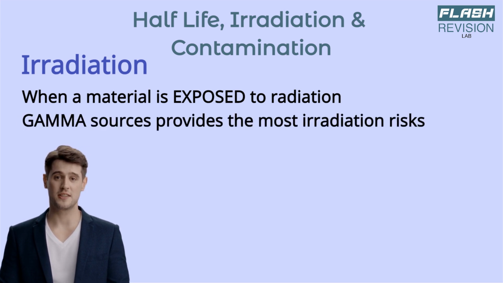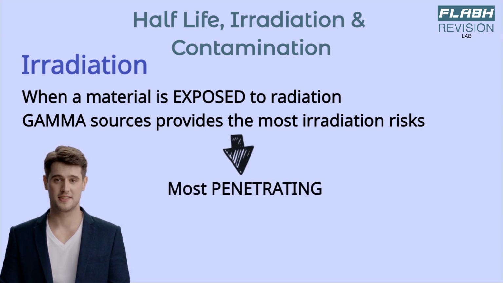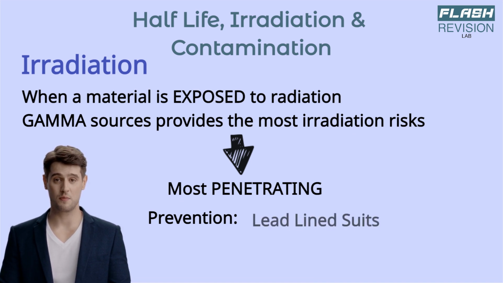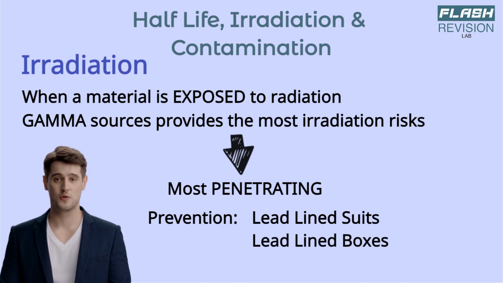Gamma rays provide the most irradiation concerns as they can easily penetrate the skin and ionize the cells in the body, whereas alpha particles will not be able to enter the body as they get stopped by air and skin. To reduce the risk from irradiation, you could use shielding materials, like lead, which can absorb radiation and protect us from it. For example, people working with radioactive materials might wear lead-lined suits to reduce their exposure to radiation, or you could keep any sources in lead-lined boxes.